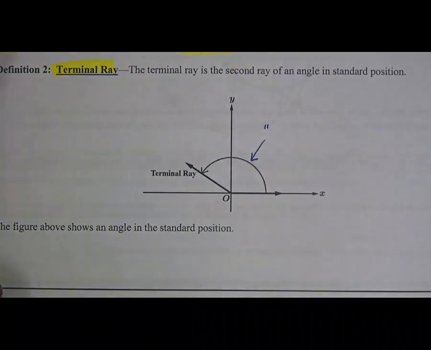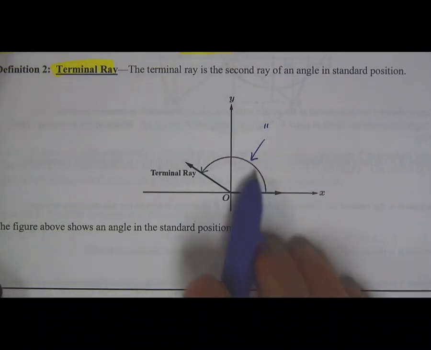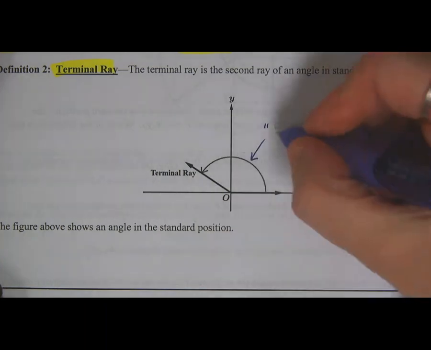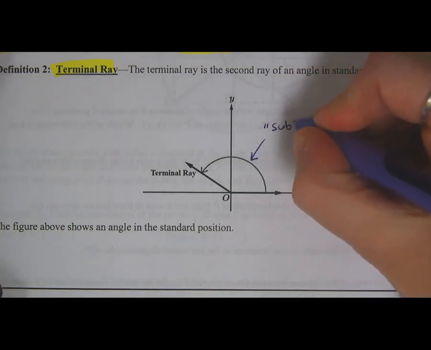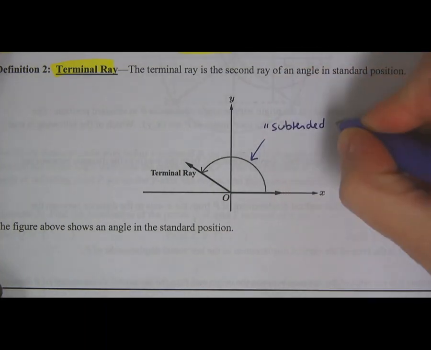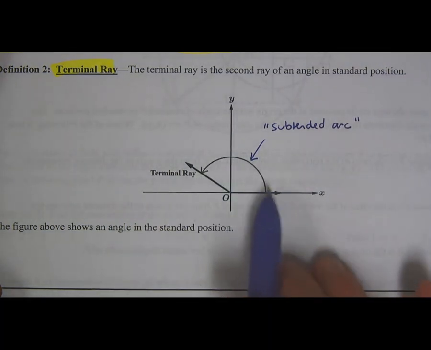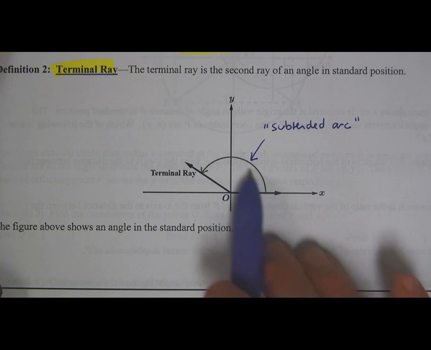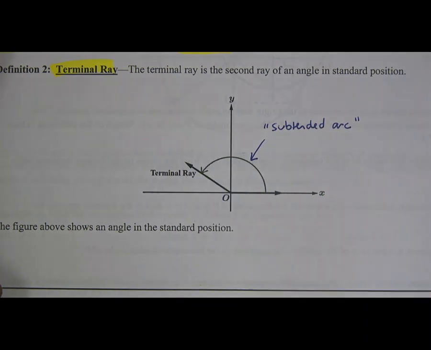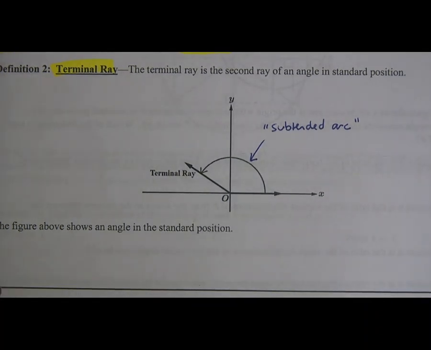I really don't. That arc right there, that arc is called a subtended arc. It's the arc that's created when we draw a circle. It's the part of the circle that's created by this angle in standard position. It's called the subtended arc.